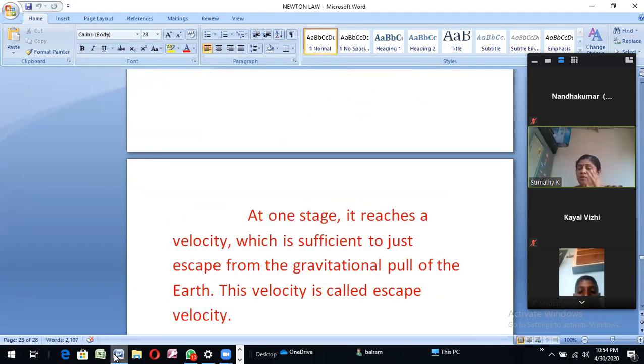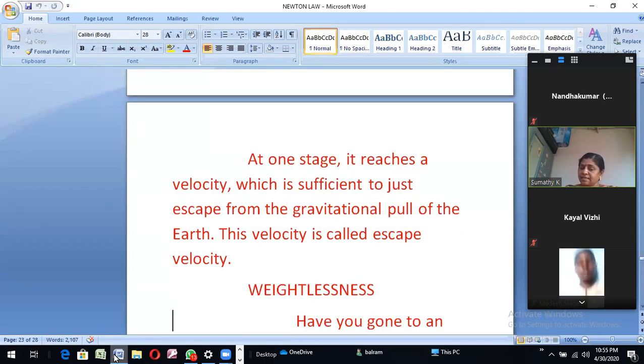So what are the forces? Push or pull force means linear motion, and Newton's third law is applied for rocket propulsion. In the last stage, it reaches the velocity sufficient to just escape the gravitational pull of the earth, when the gravitational pull of the earth becomes zero. This velocity is called the escape velocity. Okay, this velocity is called the escape velocity.